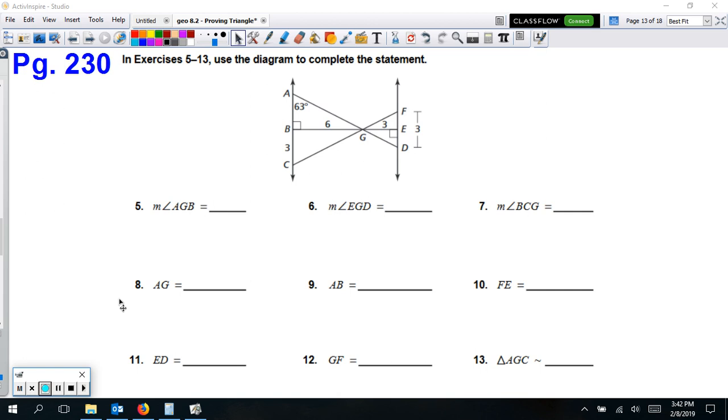Okay, here we are on page 230, 5 to 13. It shows us this diagram right here. It wants us to complete the statement. So in this diagram, we see these two lines here. They're not saying that they're parallel, but we can conclude they are because they both have right angles here. So basically this line right here is perpendicular to both of these. So if that's true, we know that these are parallel.